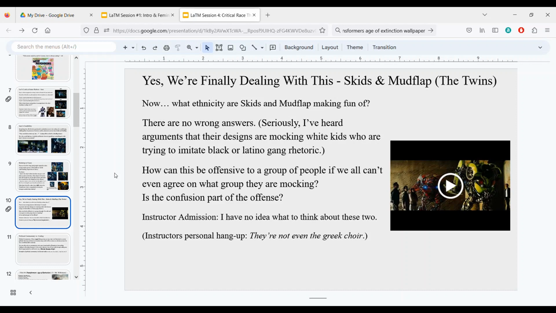My main concern with Skids and Mudflap, though, is that they're not even the Greek choir of the film. Typically with these characters, I would expect them to be sad when Optimus dies, or happy when something goes right.